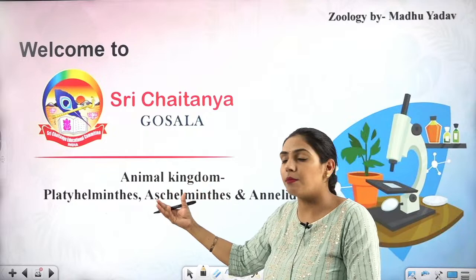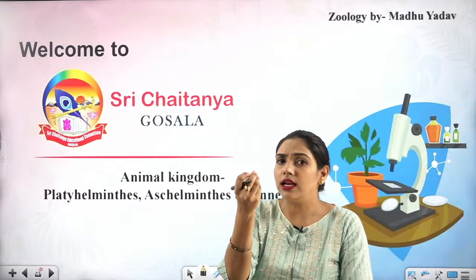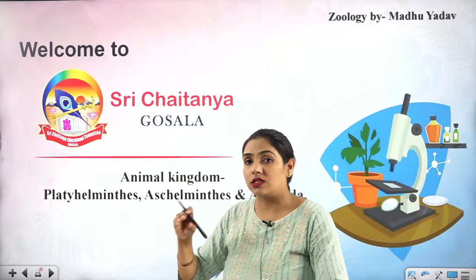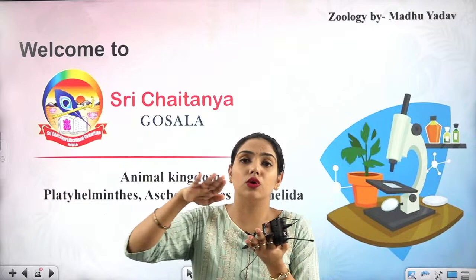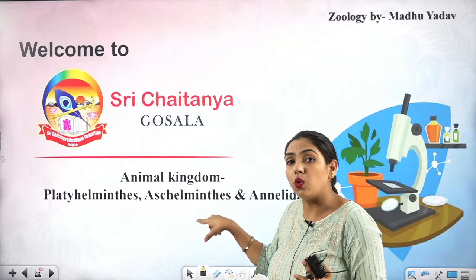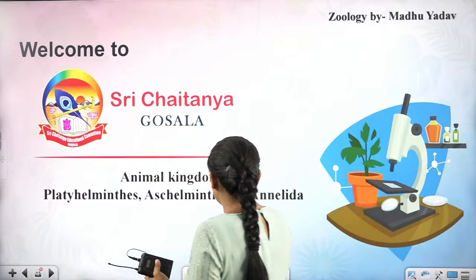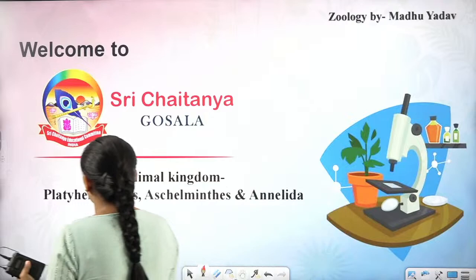Let me tell you a little bit about them. Whenever you see Platyhelminthes, they are flatworms. They are flat, just like this phone, which is also kind of flat, right? So flatworms are basically dorsoventrally flattened. Aschelminthes are roundworms, and annelids are segmented worms. This should come into your mind first when we talk about Platyhelminthes, Aschelminthes and Annelida.